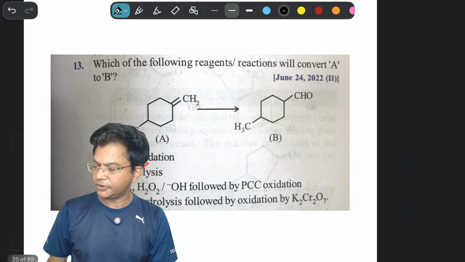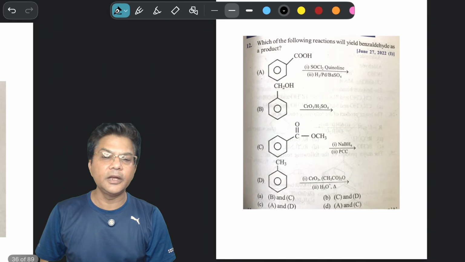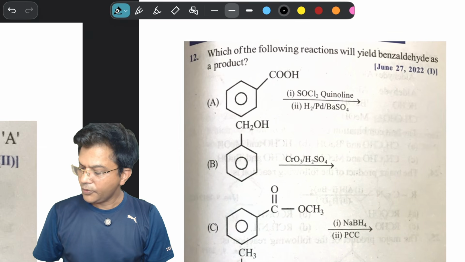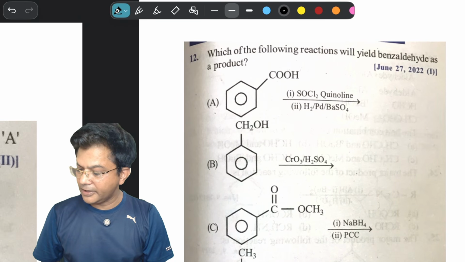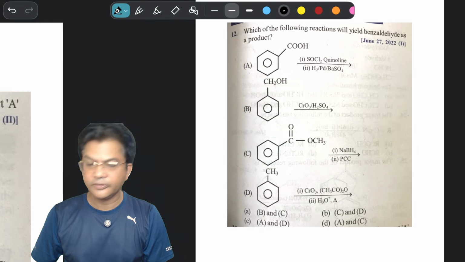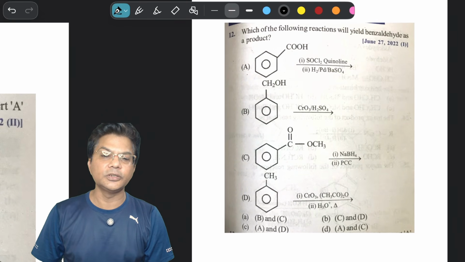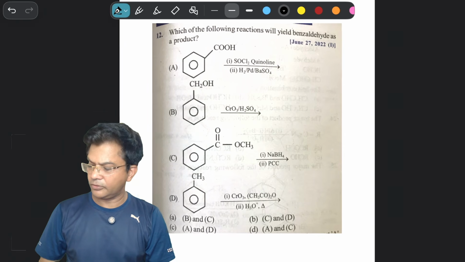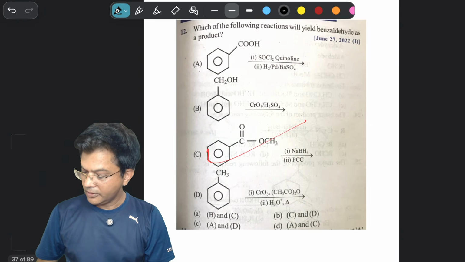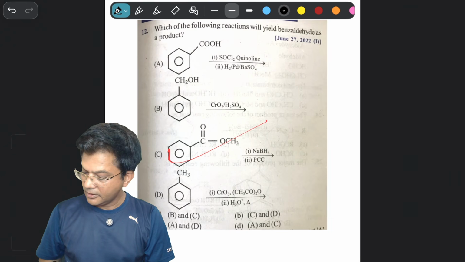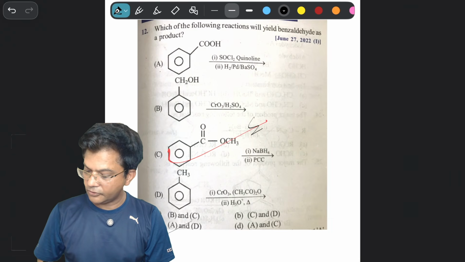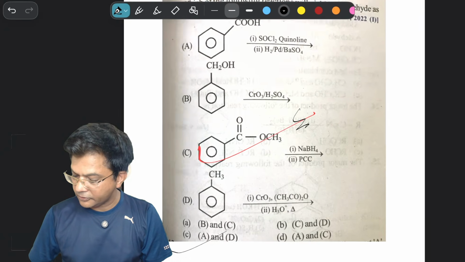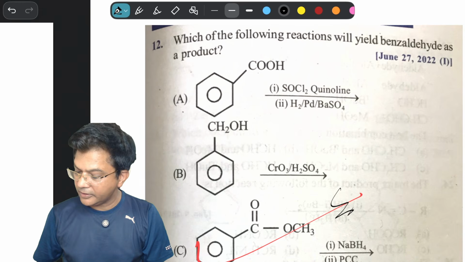Now next question. You see on your screen another question. Which of the following reactions will yield benzaldehyde as product? So you can see to it. It's a very simple question. Multiple answers are given at the bottom. So the answer is C. C is not here, C must be over there. Let's see, kids, because it is multiple choice. So A and D. Let's see.